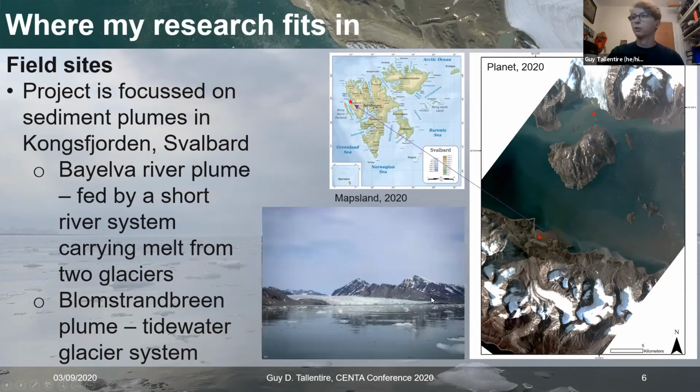And then across the fjord is Blomstrandbreen, which is a marine terminating or tidewater glacier system. As I mentioned previously, this is a glacier that discharges ice directly into the ocean, where the ice front meets the water, and you can see there's a nice plume in this image as well.